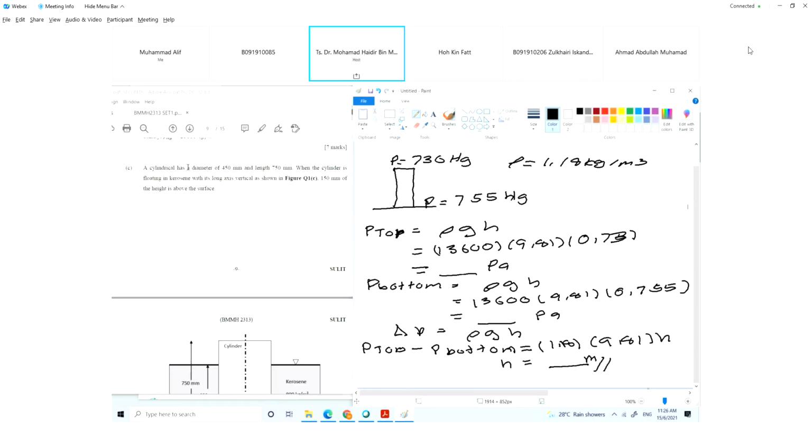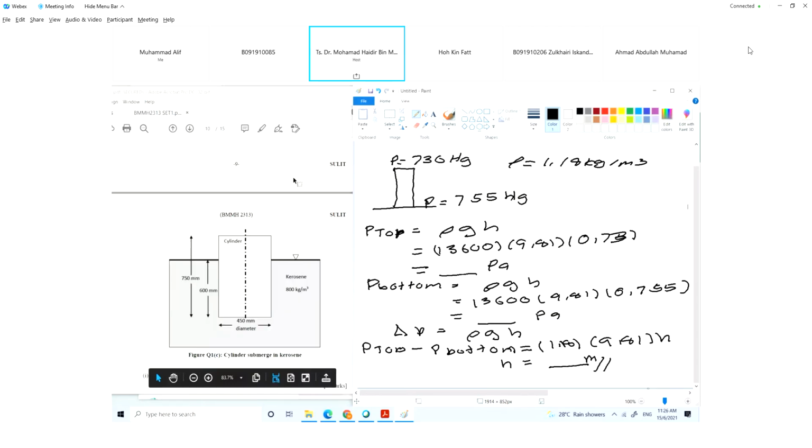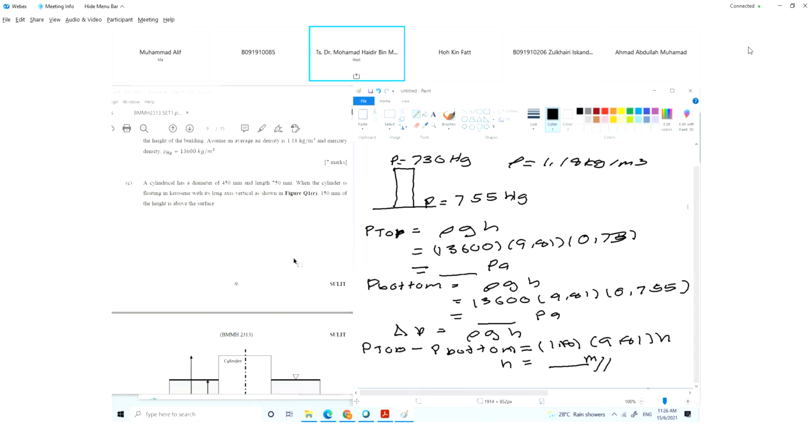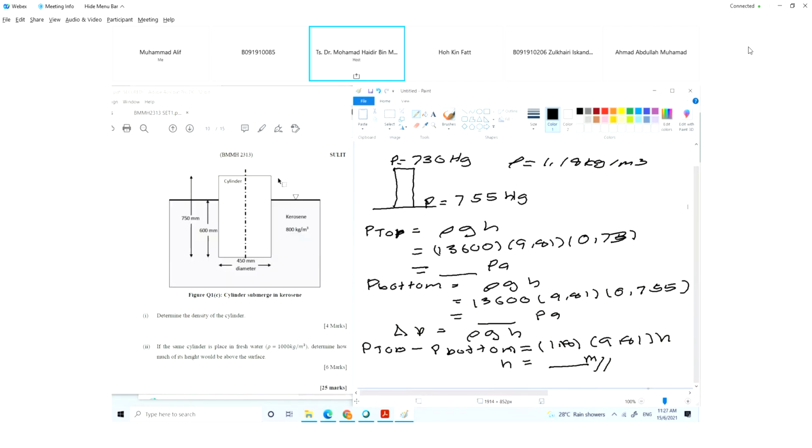Okay. Question C. A cylinder has a diameter of 450 millimeter, and the length is 740 millimeter. The cylinder is floating on the kerosene with its long axis vertical as shown in figure Q1C. 150 millimeter of the height is above the surface, and the below is 600 millimeter. Determine the density of the cylinder.